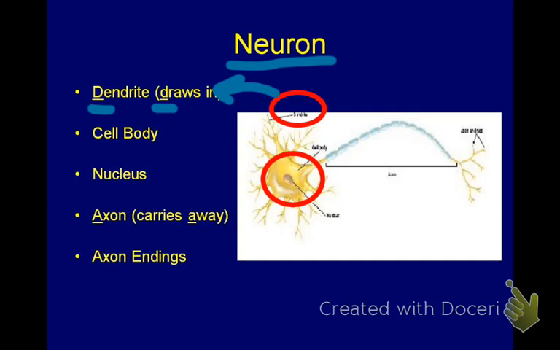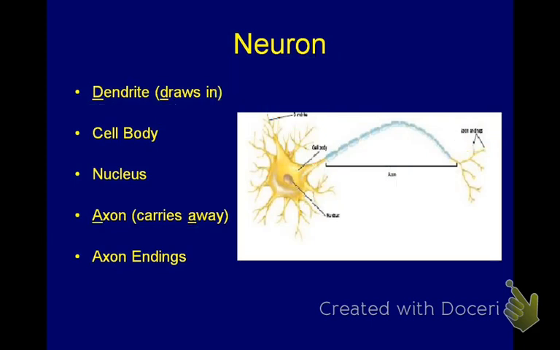And then the axon begins with A. It carries the nerve impulse away. That's this big long thing right here, this blue thing. And then the axon endings branch off and make contact with several other neurons. So what you see here is the nerve impulse travels from here. The dendrite draws the nerve impulse in, and then the axon carries the nerve impulse away to the next neurons.